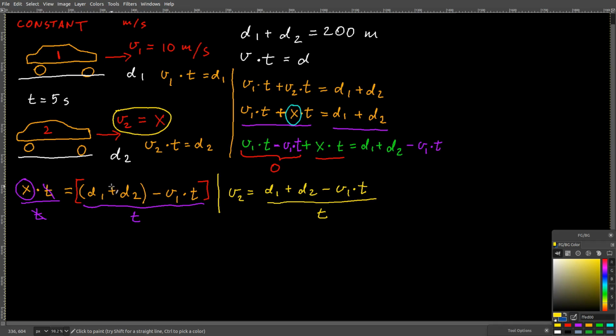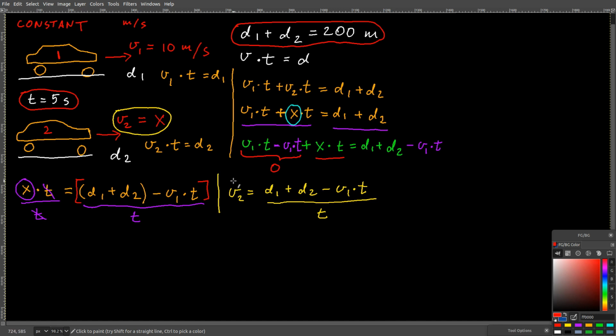And now, all we have to do is replace everything we know with numbers. The sum, d1 plus d2, was 200 meters. The velocity of the first car, v1, was 10 meters per second. And then, the duration of driving for both cars was 5 seconds. So t equals 5 seconds.